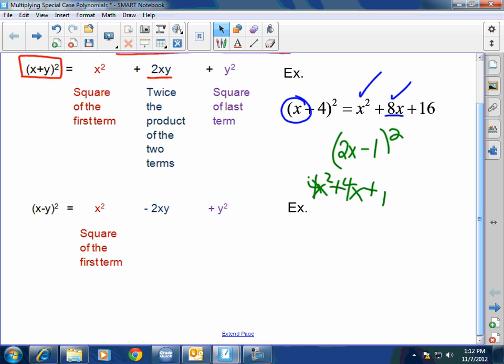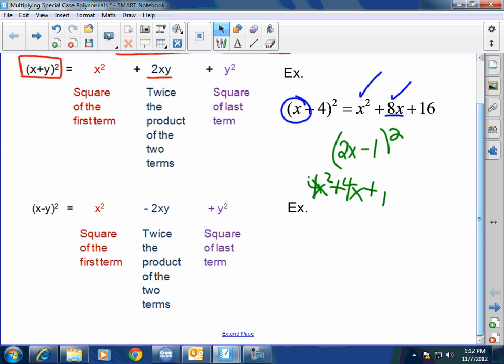So I'm going to first have the square of the first term minus, this time, twice the product of the two terms, plus the square of the last term. So it is identical, except we have a negative now. Does that make sense, gentlemen?